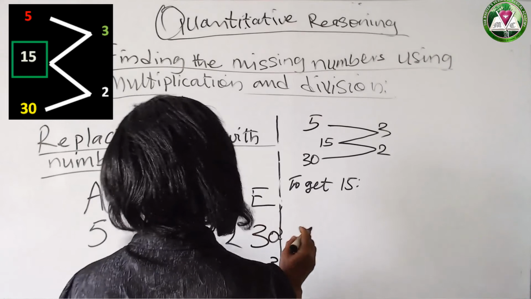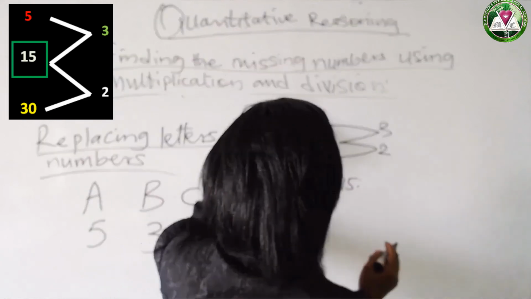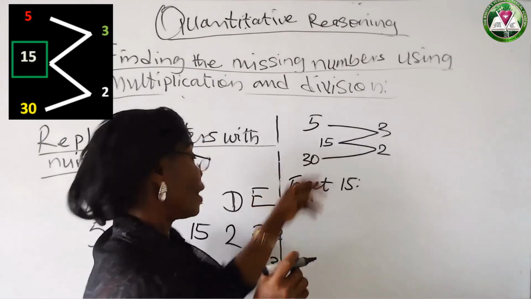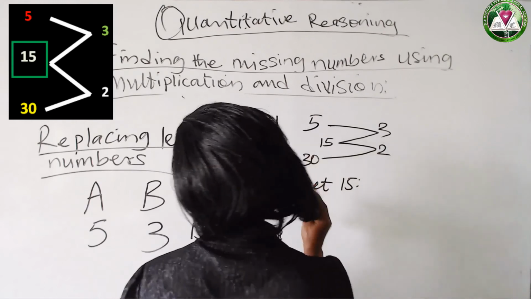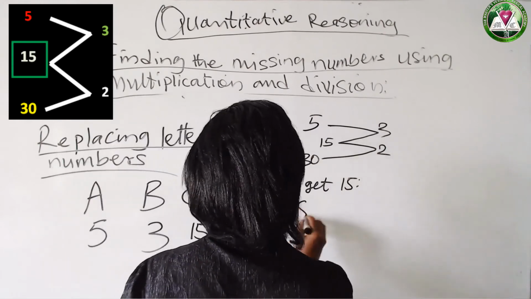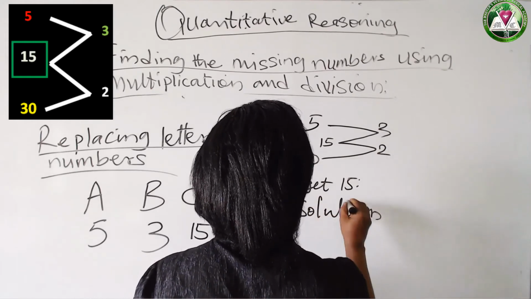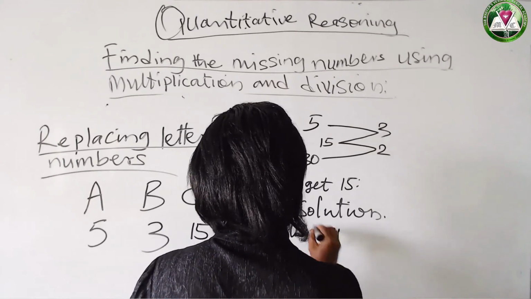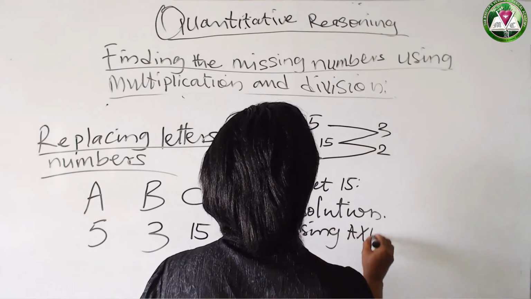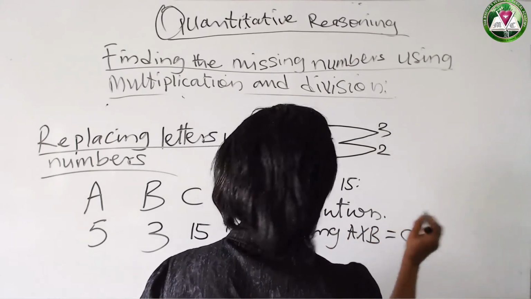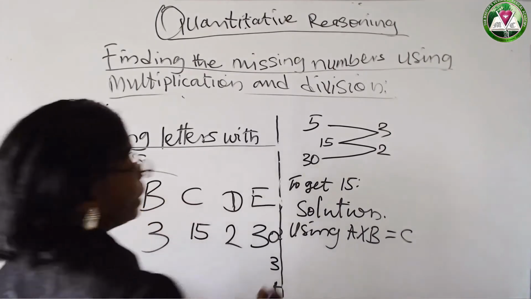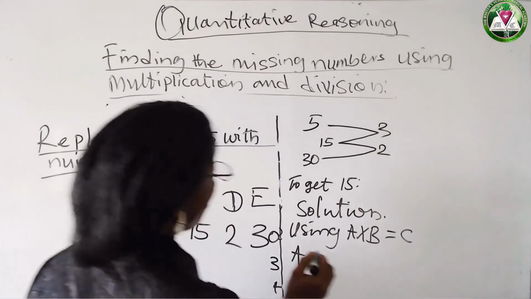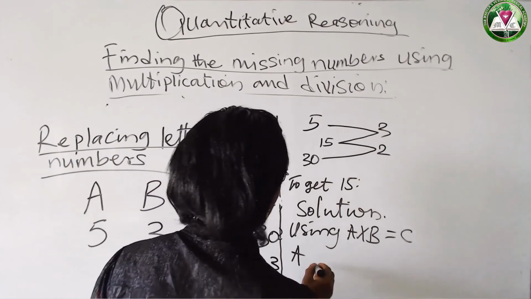Let's see. We said that A times B equals C, isn't it? So A. Now let us try the value of A. Solution. Using A times B equals to C. Now let's continue. So A is equal to what? Good, 5.